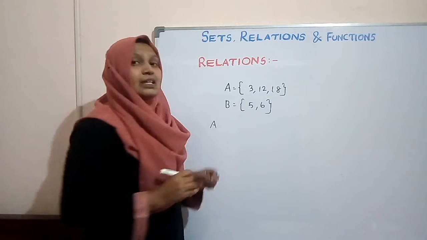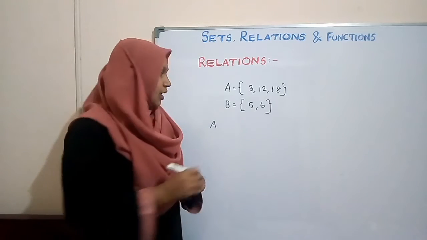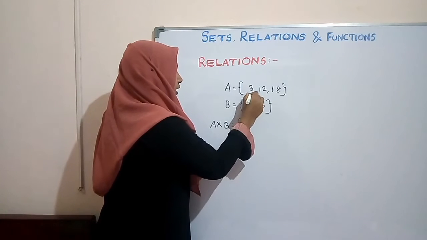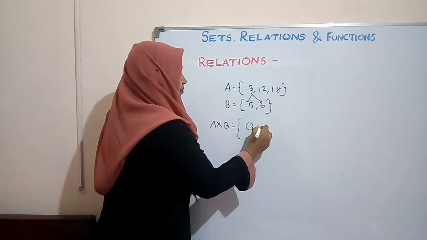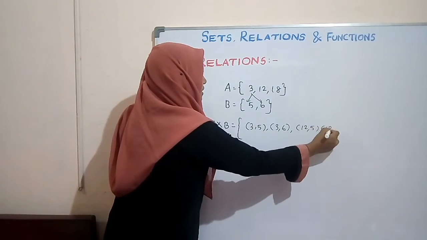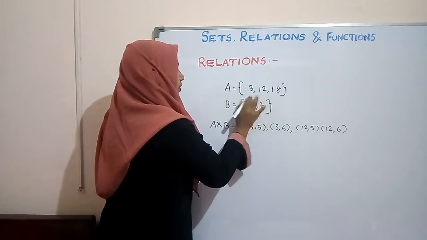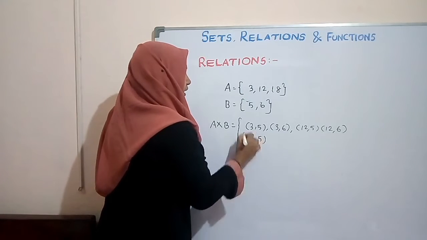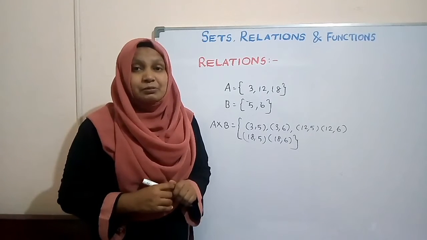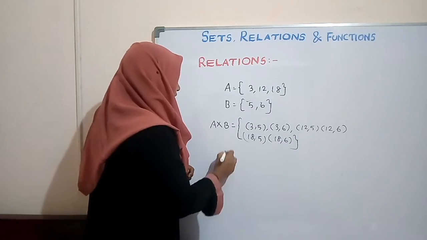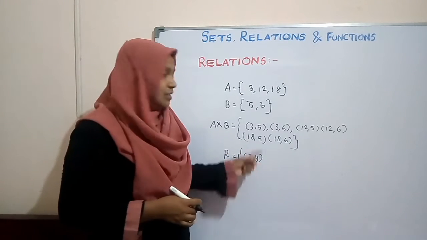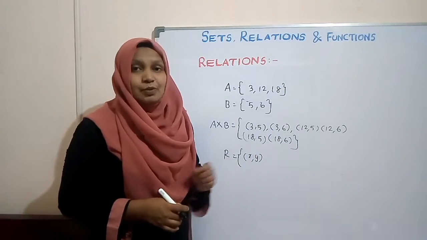Now we can write the Cartesian product of A and B. How will you write the Cartesian product? A cross B is equal to 3, 5 and 3, 6 and also 12, 5 and 12, 6 and we can write 18, 5 and 18, 6. Okay. So from this Cartesian product, we have to define the relation. So I am taking the relation R as some ordered pair x, y. This x, y represents each element from the Cartesian product A cross B.